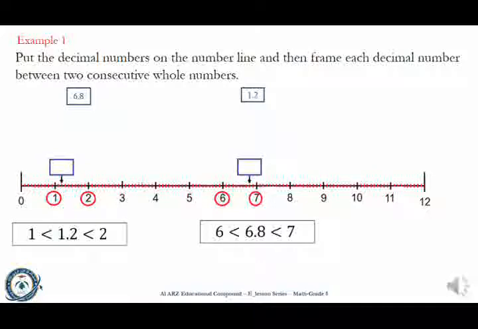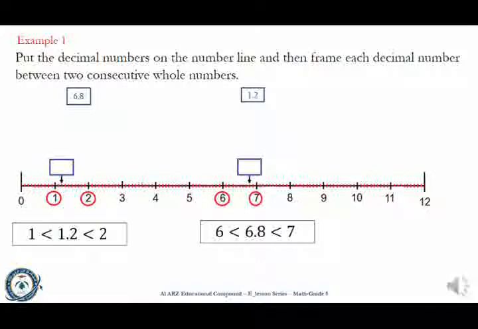You see in this number line we have 12 units, 12 numbers, and each unit is divided in 10 equal parts. This is why we're talking about decimal numbers and about tenths and one digit after the point.